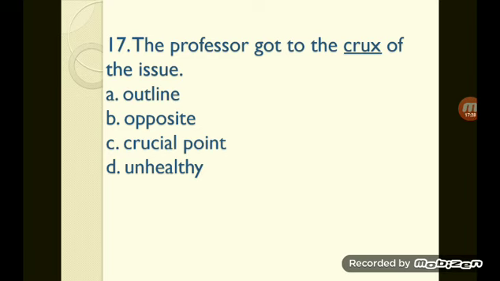The next sentence, sentence number 17. The professor got to the crux of the issue. The crux is the core, the crucial point. So it's not the outline, it's not the opposite, it's not unhealthy. It is the crucial point.